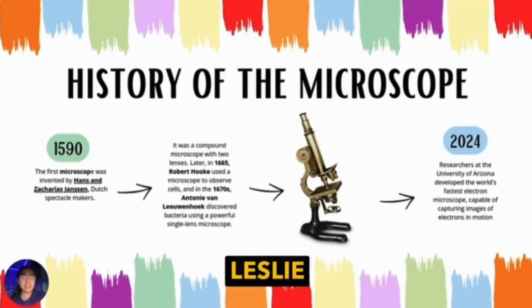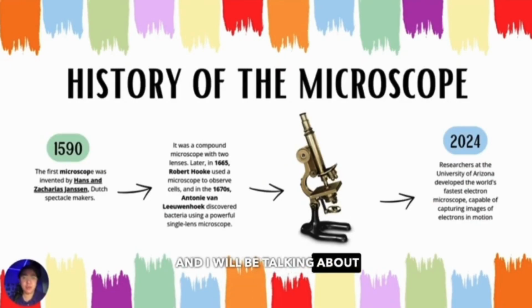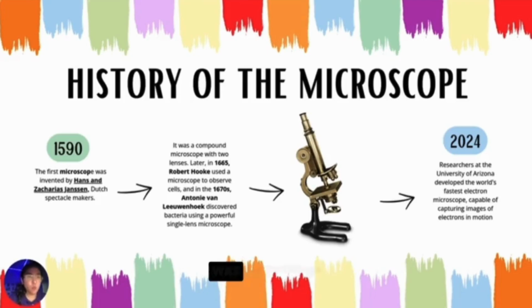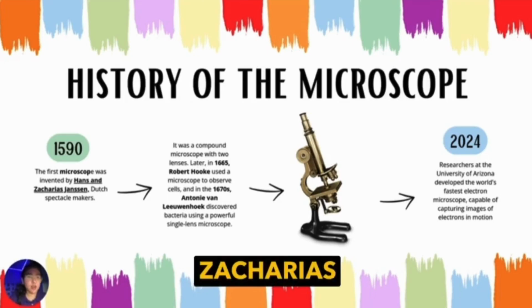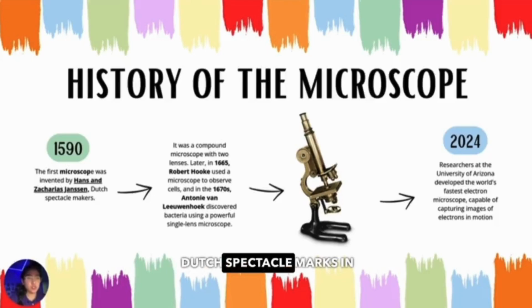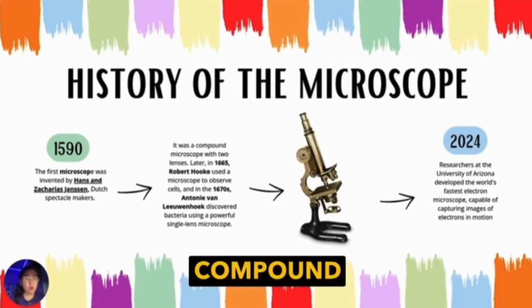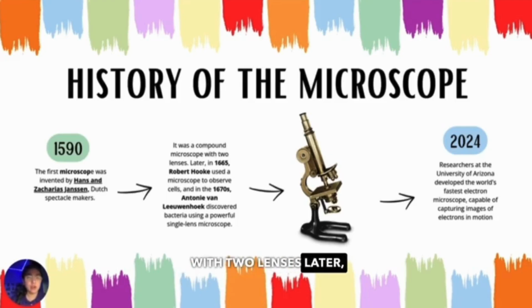Hi, my name is Leslie Amelia Viles Echevarria, and I will be talking about these topics about our biology class. First, we have the history of the microscope. The first microscope was invented by Hans and Zacharias Janssen, Dutch spectacle makers, in the 1590s. It was a compound microscope with two lenses.